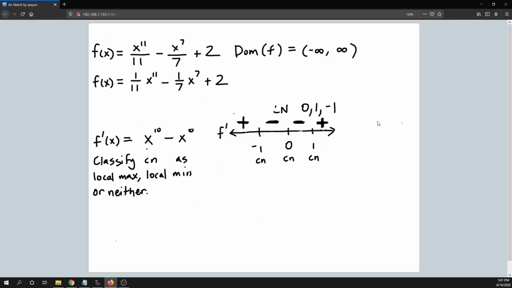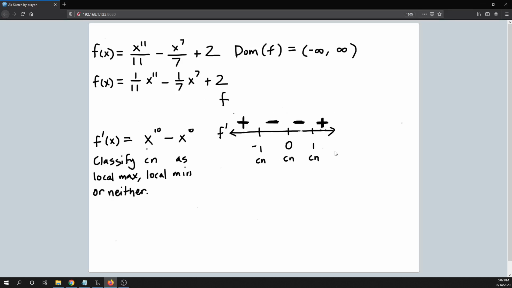got this sign diagram for this function, f of x equals 1/11th x to the 11th minus 1/7th x to the 7th plus 2, okay? And we found the possible critical numbers, put them on the number line, and we figured out which ones of the possible critical numbers were actual critical numbers. It was minus 1, 0, and 1. In this case, all of them, although that's not always the case.